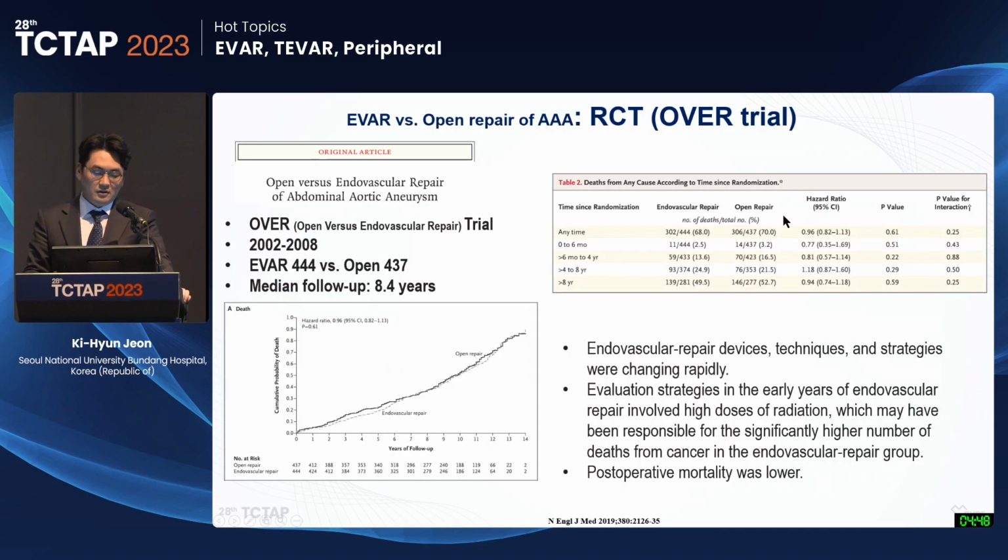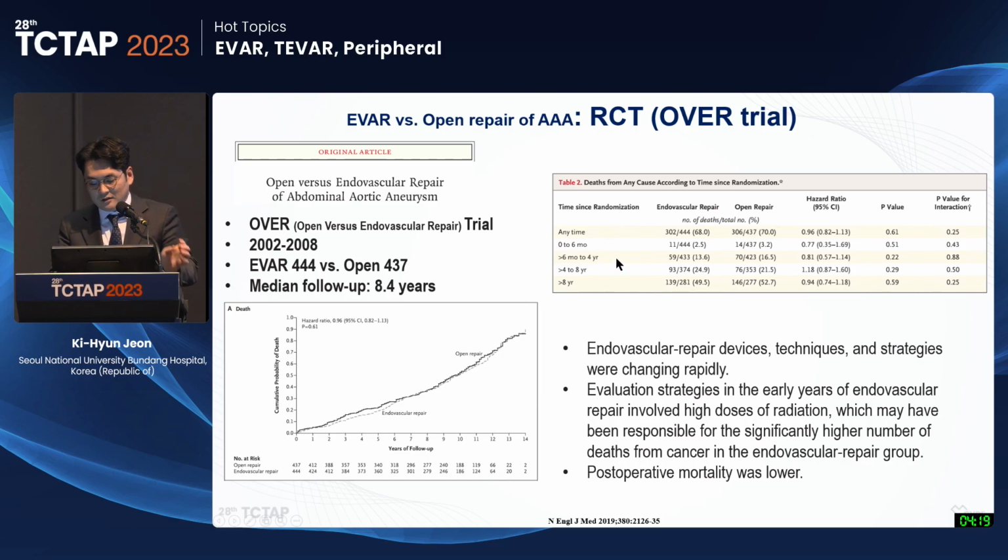And this is another result, the most recently published RCT, the OVER trial. There were 400 patients in each group and the median follow-up was 8 years. There is no difference in mortality between the two groups, and unlike the previous studies, there was no difference in death rate according to the time from randomization.